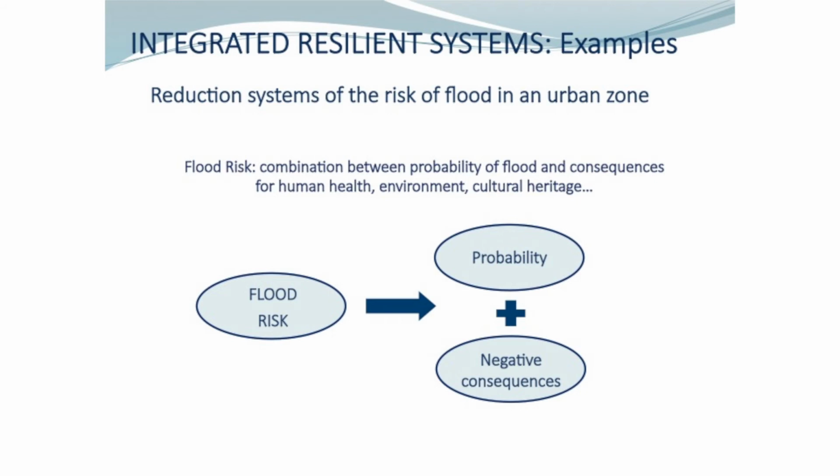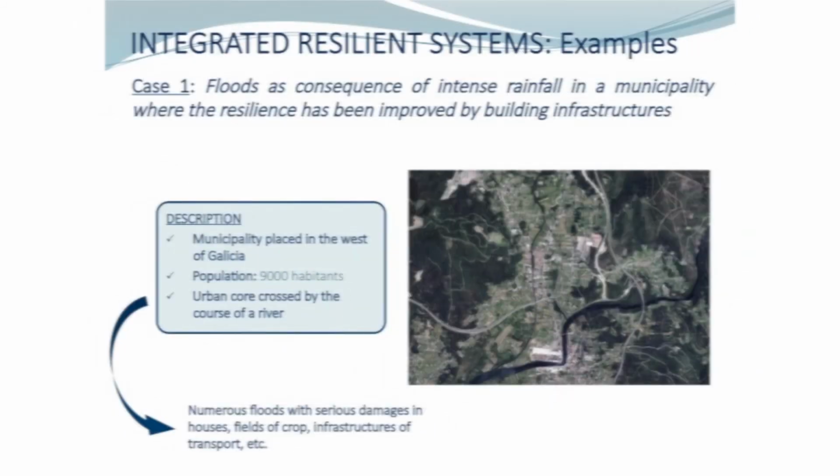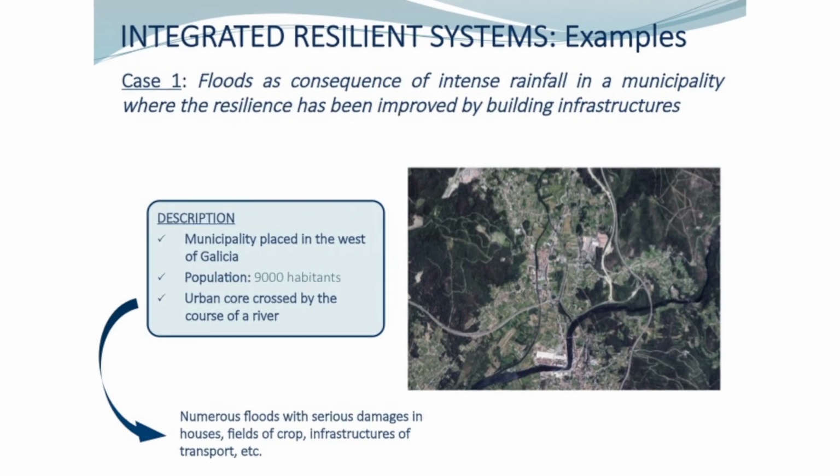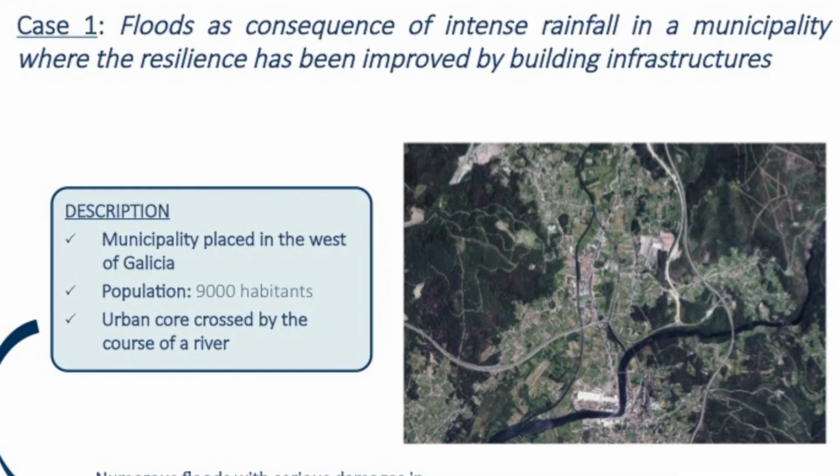The risk must be specifically assessed in water courses and coast shorelines to map the flood risk and to take adequate preventive measures and to minimize the risk. If we take as an example a municipality placed in the northwest of Spain in the Galicia community, we find a population of approximately 9,000 inhabitants.